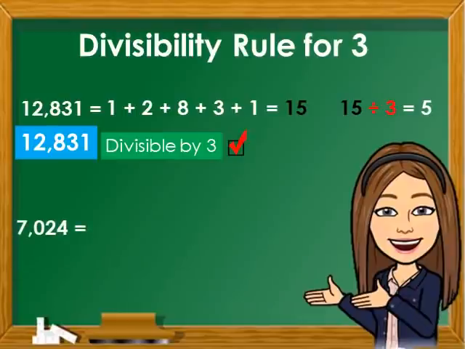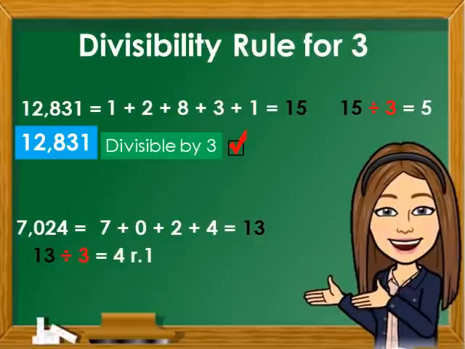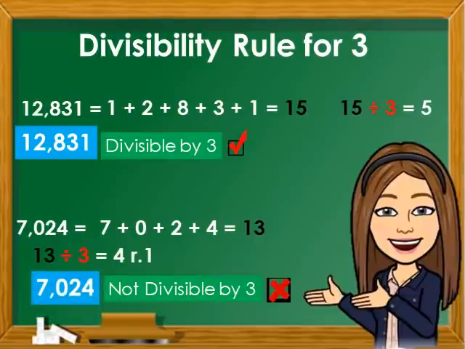7,024. Let's add the digits of 7,024. 7 plus 0 plus 2 plus 4 equals 13. So the sum of the digits is 13. Can 13 be divided by 3 without remainder? No, there is a remainder. So we can say that 7,024 is not divisible by 3.